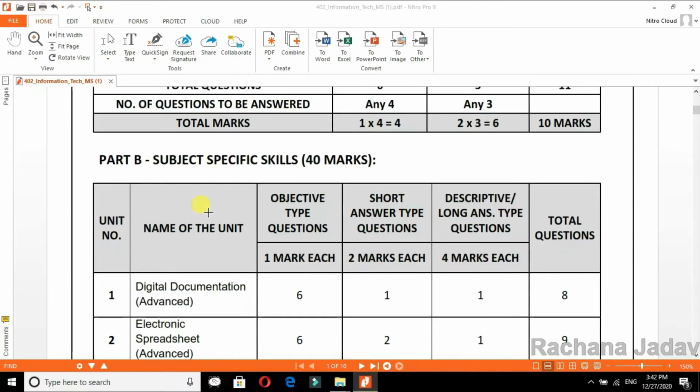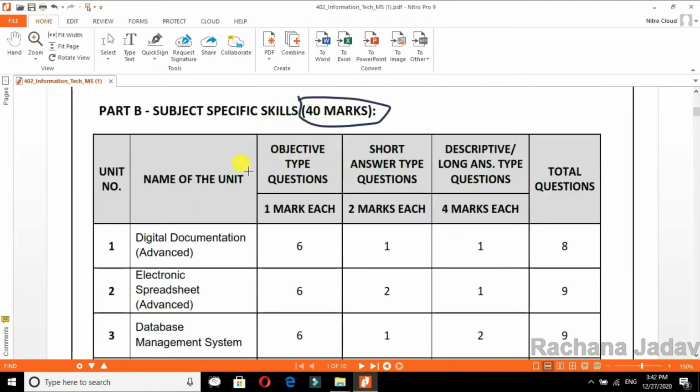Now part B, which is very important also, right? ये part B आपको दिख ही रहा होगा. It is for 40 marks. 40 marks. Now how they have been distributed?